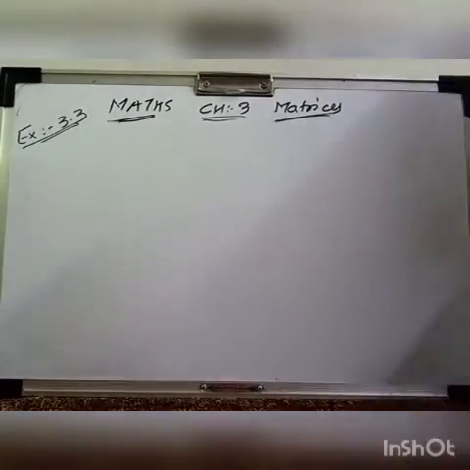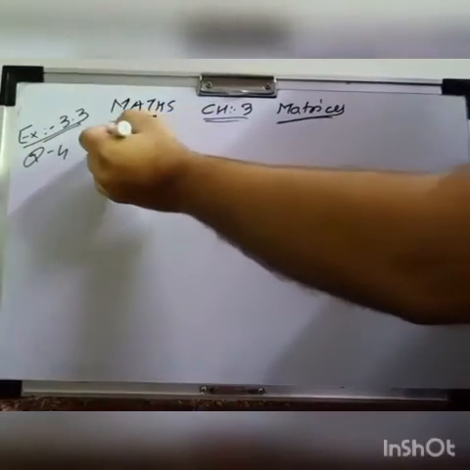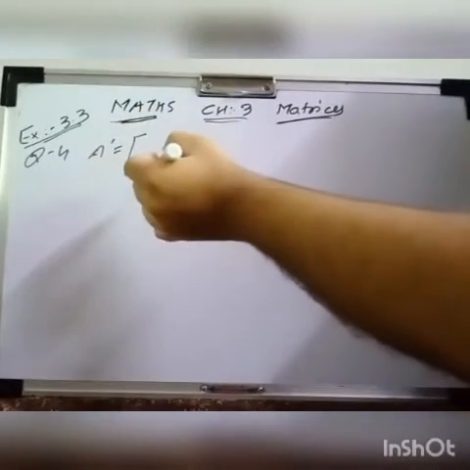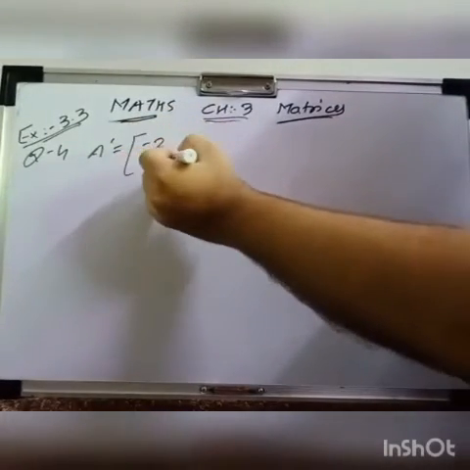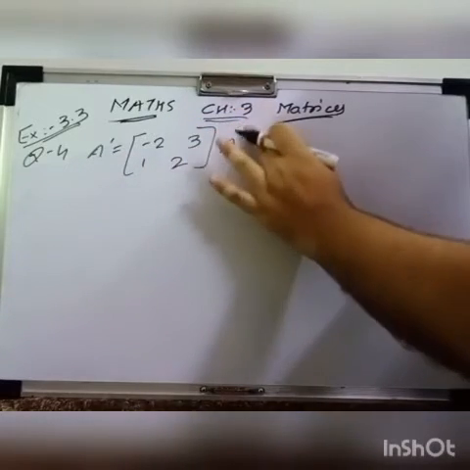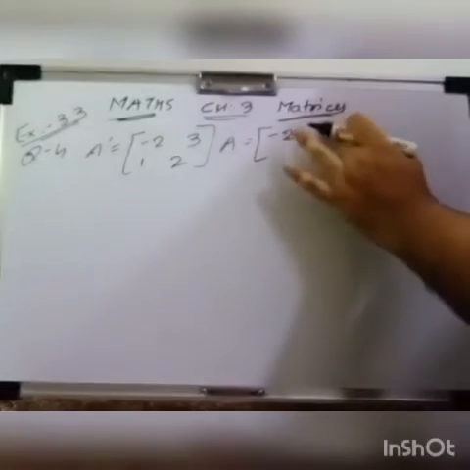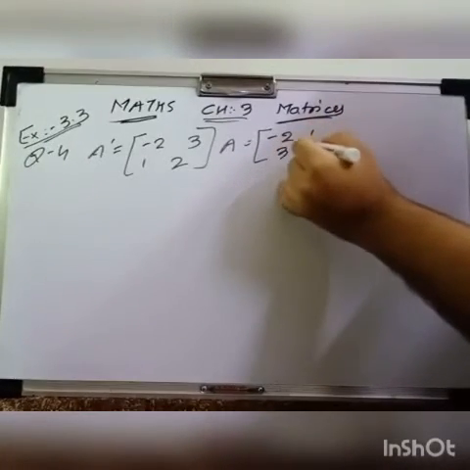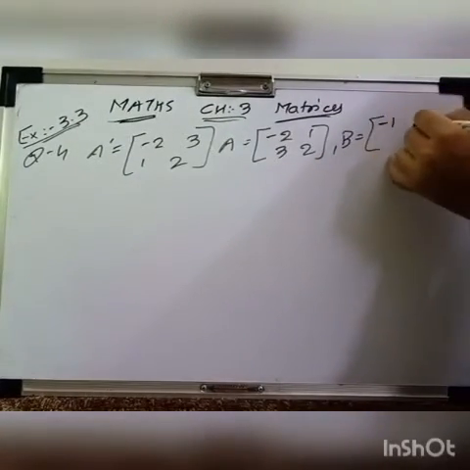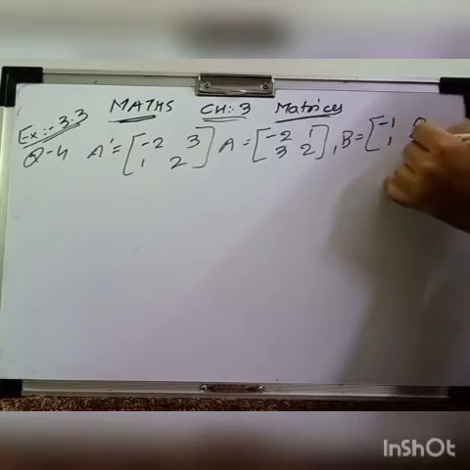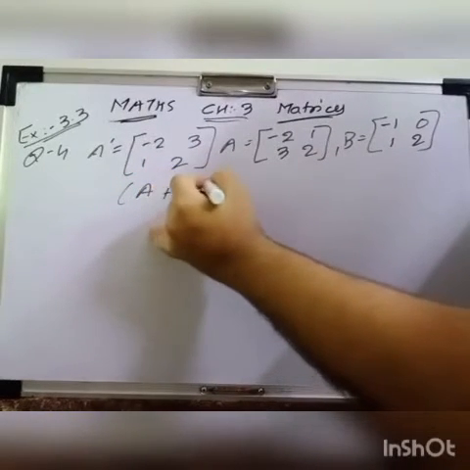Let's try to understand fourth question, where matrix A dash, A transpose, is given: minus 2 3 1 2. So I can obtain my original matrix A by taking transpose of A transpose matrix. So minus 2 1 3 2 is my original matrix, whereas B matrix given in the question is minus 1 0 1 2, and we are asked to find the value of A plus 2B whole transpose.